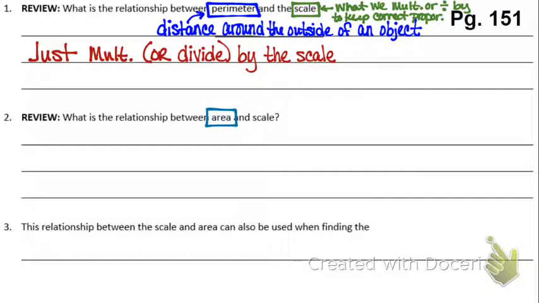So when you say the space inside an object, I totally agree with you. That is correct, but let's be really clear about what type of object. It's not a three-dimensional object like this, right? It's a two-dimensional object, so some kind of flat object. The area is the space inside a flat or a 2D object.